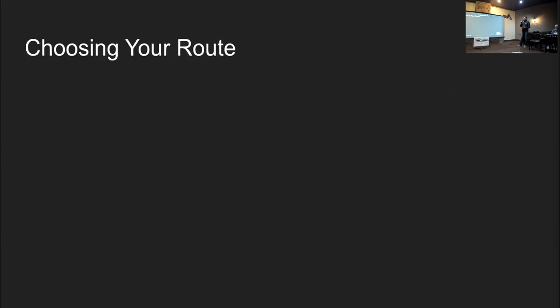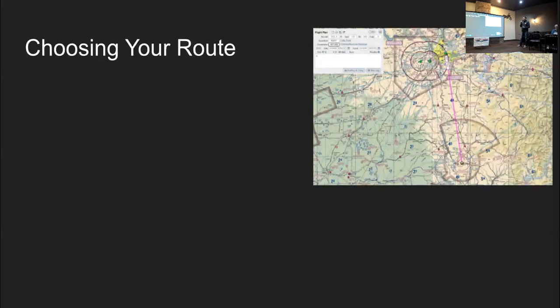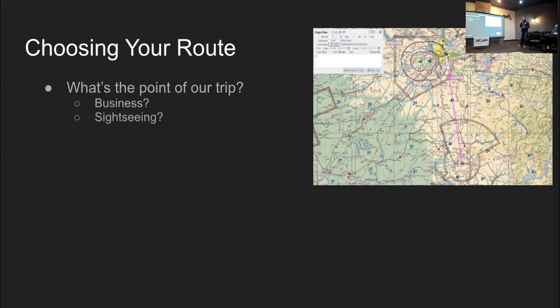So choosing your route, that's one of the first steps in cross-country planning, right? So how do we do that? This diagram is not too important, more just a placeholder up here. The first step, though, is what's the point of our trip? That should be the first step in choosing your route, right? There are really 2 options. We have business, or we have sightseeing, which I would call pleasure flying.